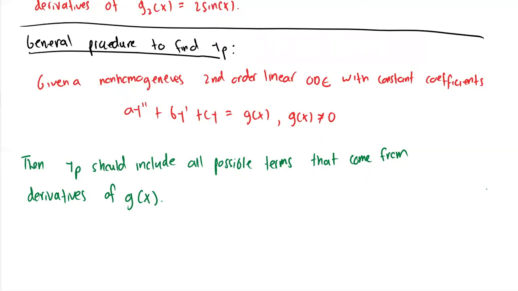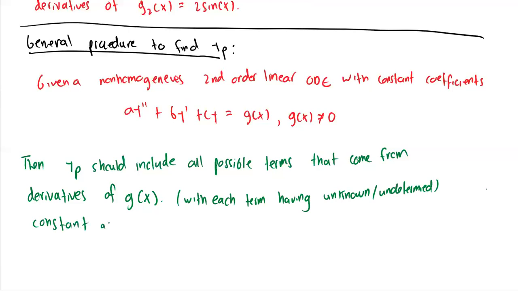Okay. With each term having an undetermined constant or an unknown constant, whichever language you like. So let me write both. An unknown or undetermined constant in front, so as a coefficient. And that's the process. That's the guess you're going to choose for y sub p.